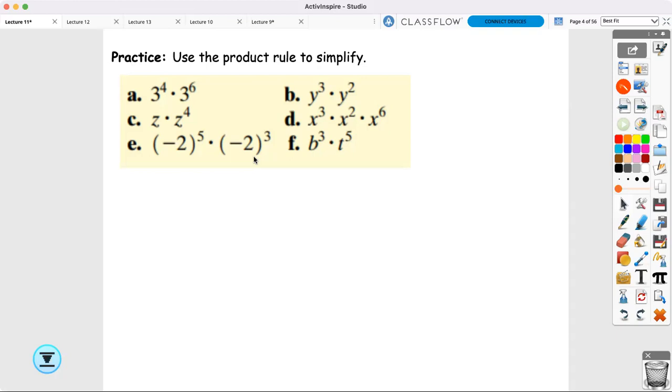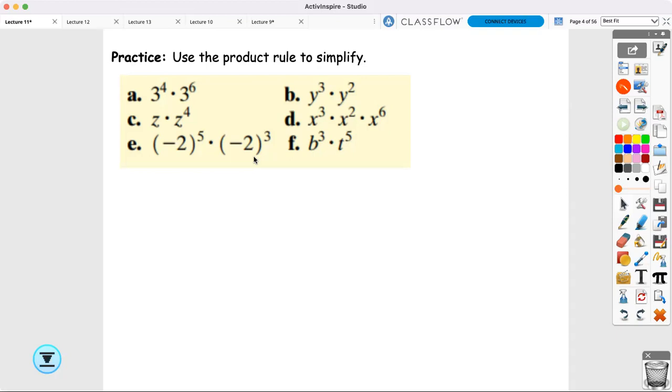So remember, for the product rule, guys, the one thing we need to remember is what do we do to the exponents when there's the same base? What is the rule of thumb? If you're multiplying the same base, what do we do to the exponents, before we move on to C? Anyone, you can type it in the chat or you can unmute yourself. Add them. Add them, correct. Thank you.